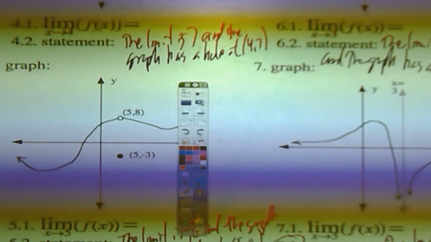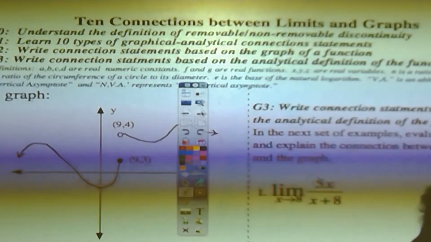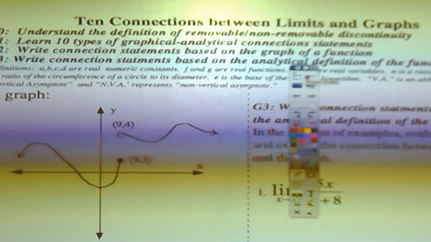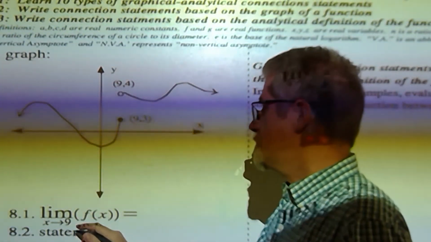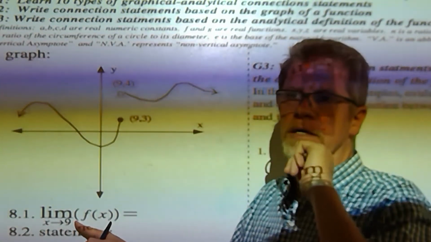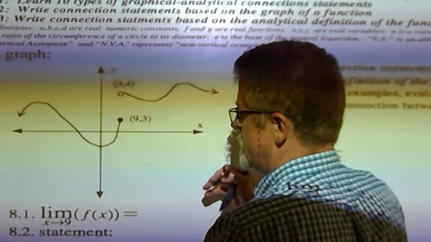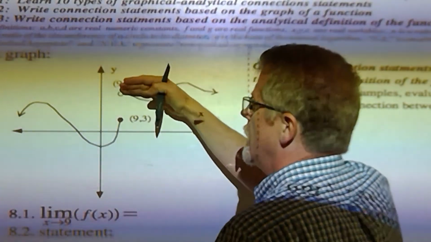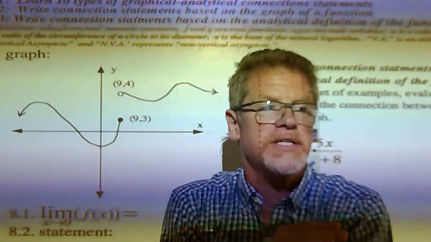Let's turn the page. Next page, number 8. If we said the limit as x approaches 9 from the right, the answer would have been 4. If we had said the limit as x approaches 9 from the left, the limit would have been 3. But since it's the limit as x approaches 9 from both sides, we have to look at the limit from the right, which is 4, and the limit from the left, which is 3. Since 4 does not equal 3, the limit does not exist.